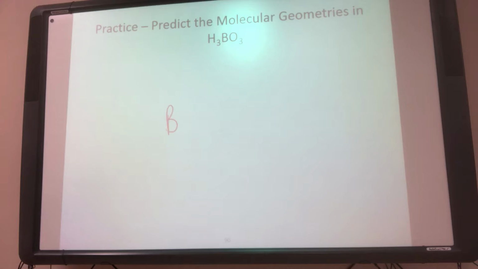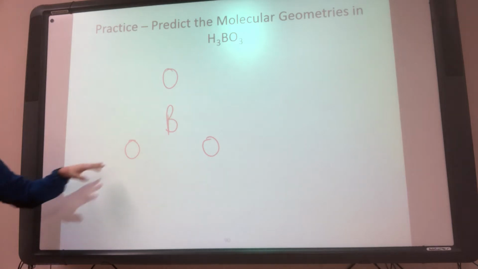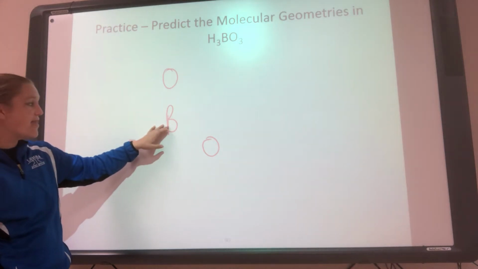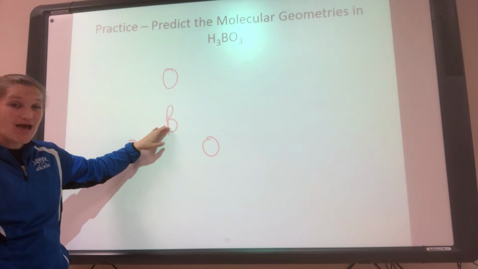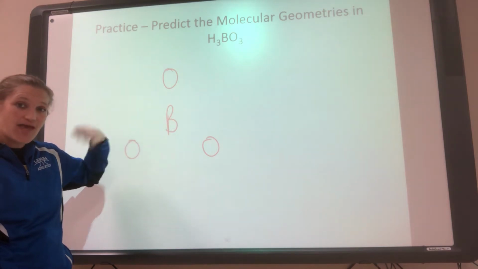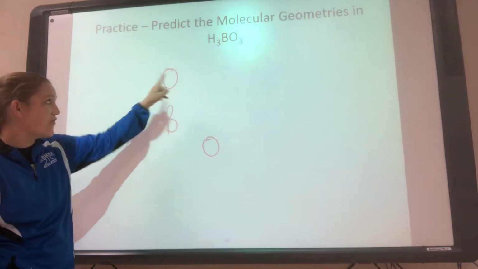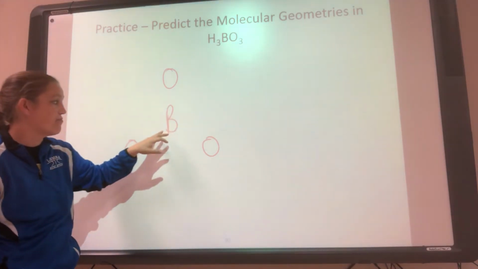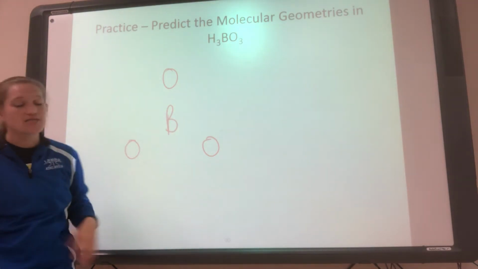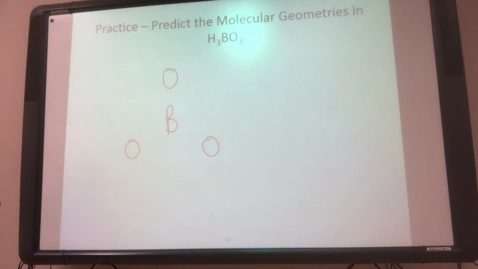So B is going to go here, and then I put my O's around. So then I have to decide, well, where do the H's go? Do the H's go on the B or the O? We should remember that B is one of those exceptions, and that he is happy with only 6. He doesn't want 8. So if he's happy with less than the 8, he's not going to want to have all 3 hydrogens and all 3 oxygens on him. So that means that those hydrogens have to go on the oxygens.